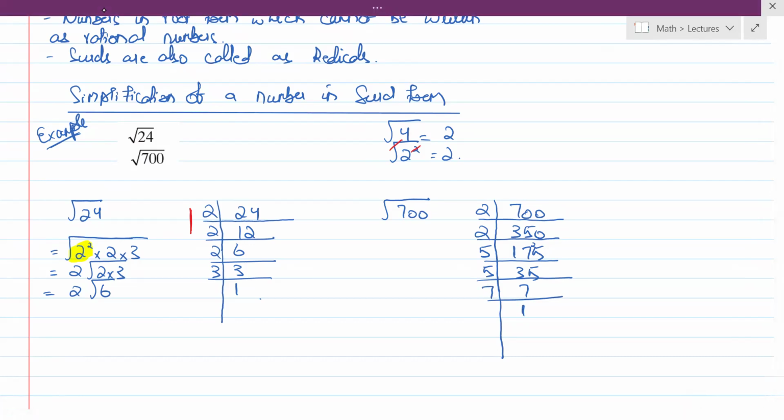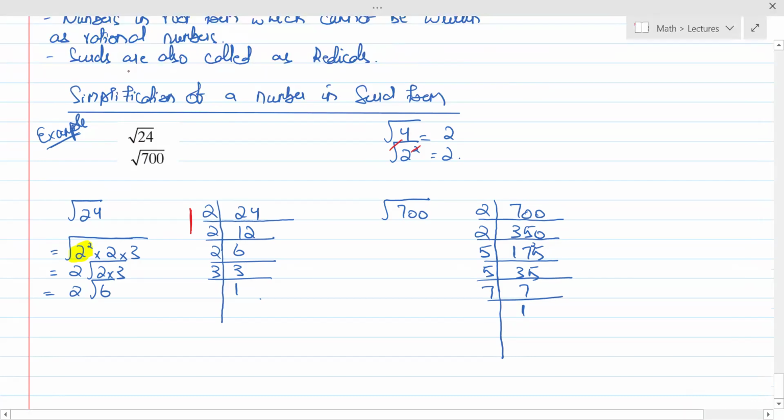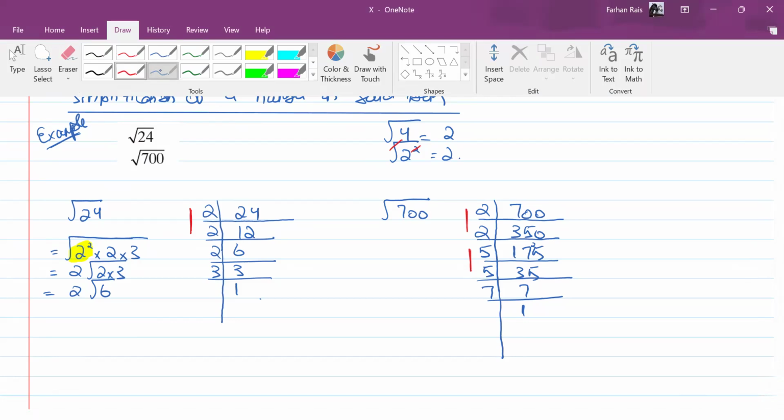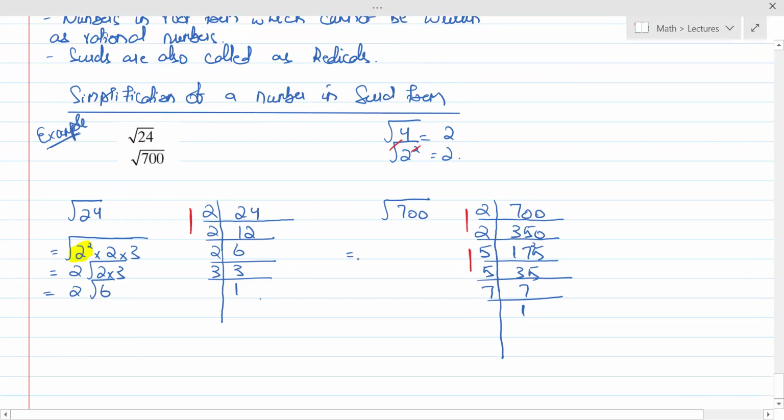So here, for all these prime factors, we again have to pick pairs of 2. So we can see one pair of 2, another pair of 5. So altogether we have 2 pairs formed here. This 700 can be rewritten as 2 square into 5 square into 7.